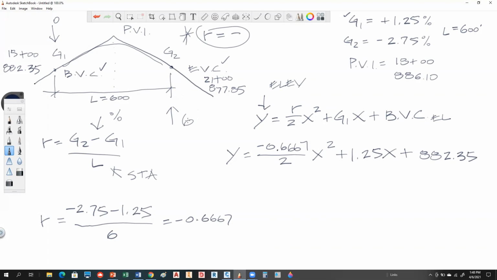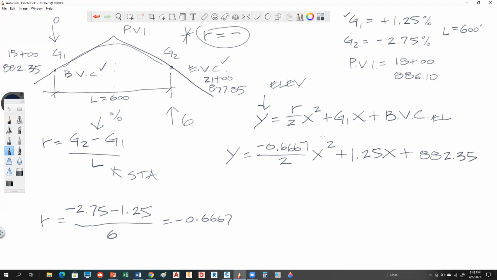Yep. So if you plug 0 into here, what's going to come out of this? If you plug 0 in for x, what's going to happen? This is going to go to 0. This is going to go to 0, and it's going to tell you that the elevation at that point is 882.35, which is the elevation of that point, which should make sense.